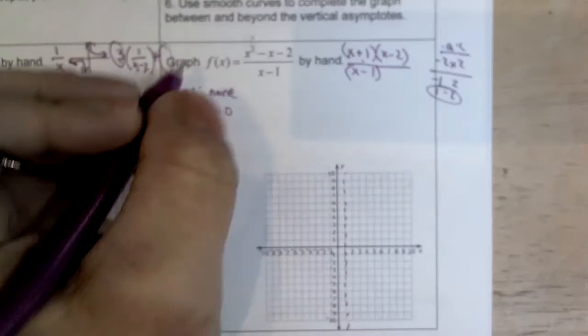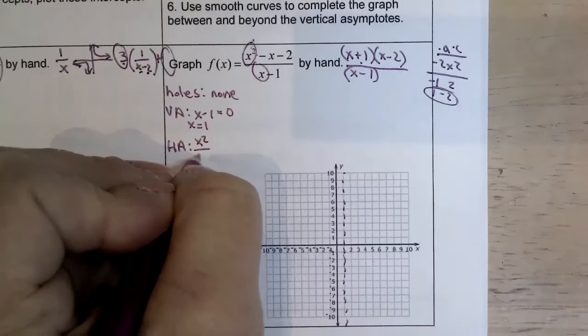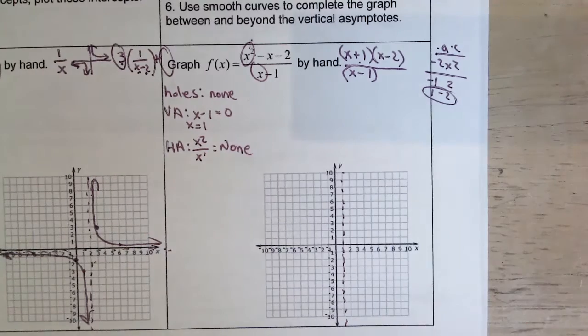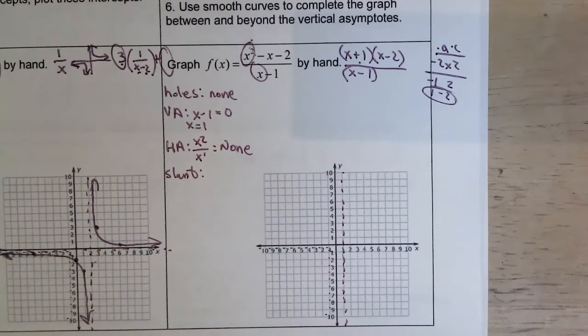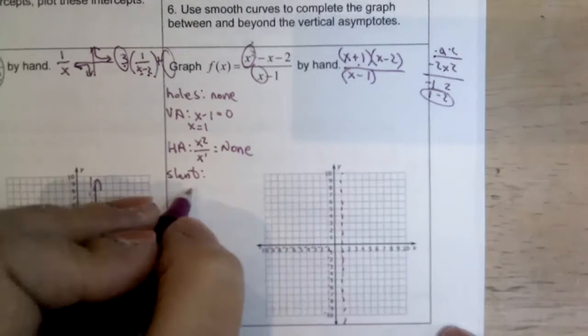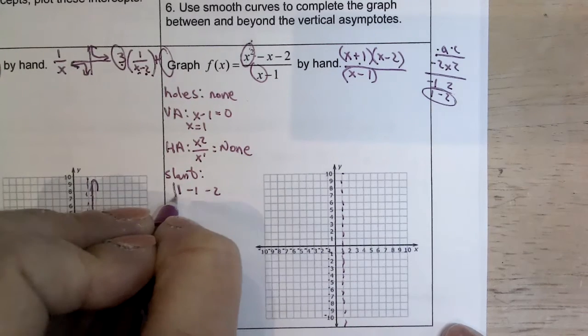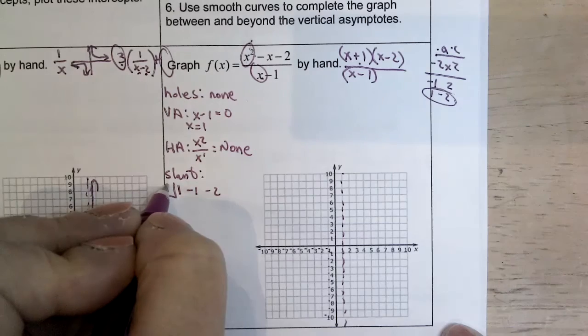Horizontal asymptotes. So this is an x squared over an x to the first, so that means I have none. But since I have no horizontal asymptotes, that means I need to look for a slant asymptote. So now I need to divide: 1, 0, -2 divided by this denominator, which is x equals 1.